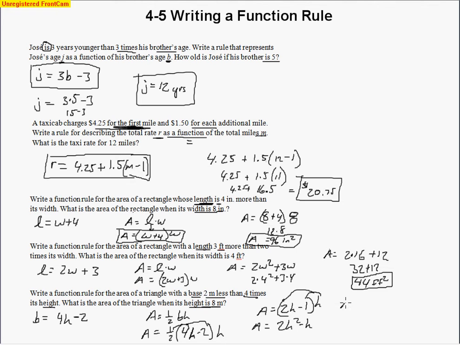So now I've got A equals 2 times 8 squared minus 8. You've got to do exponents before we multiply, so 2 times 64 makes 128. Subtracting 8 from 128 gives me 120. And these are meters squared. So these are the types of problems you're going to see on tonight's assignment. Good luck.